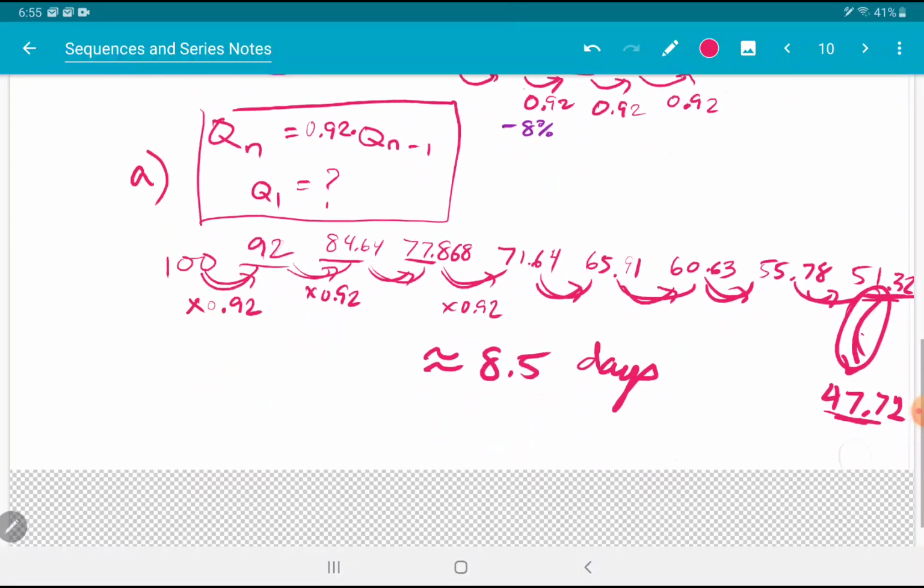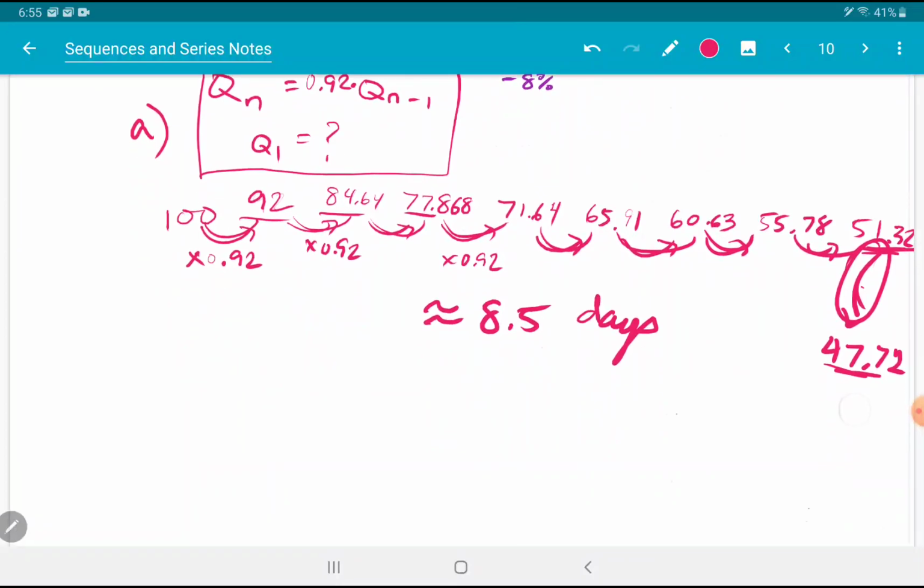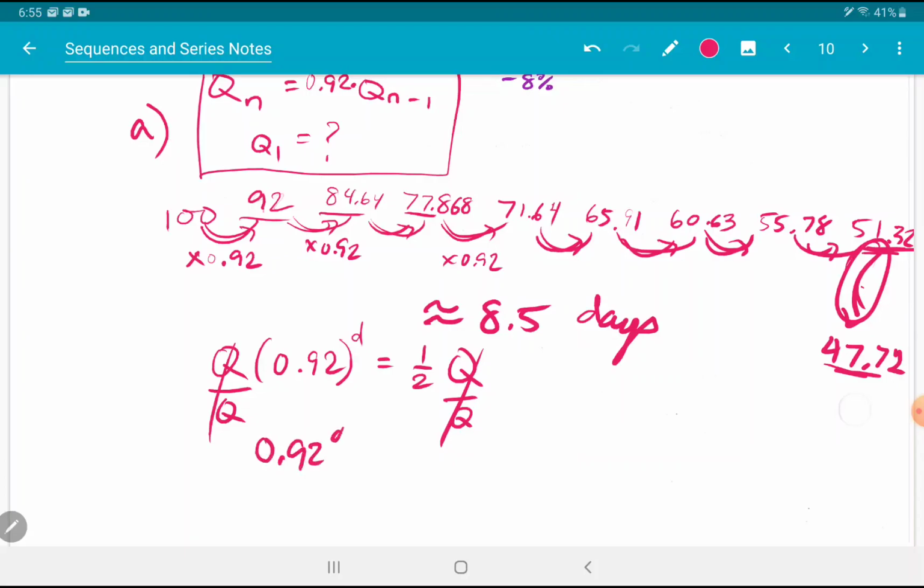That was kind of a long way to do it. Likewise, we could have said, let's take some initial amount, call it Q, and multiply it by 0.92 some number of days, some unit of time, and we should end up with half of our original amount. That's another way you can do it. Notice Q is on both sides. Divide both sides by Q, and that goes away. So you have 0.92 to the D equals half.